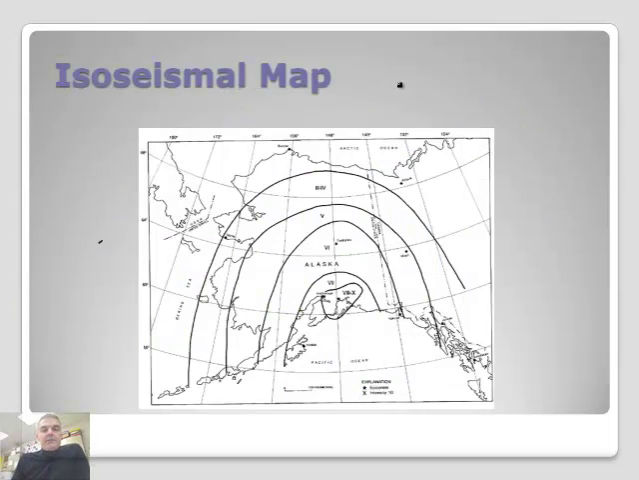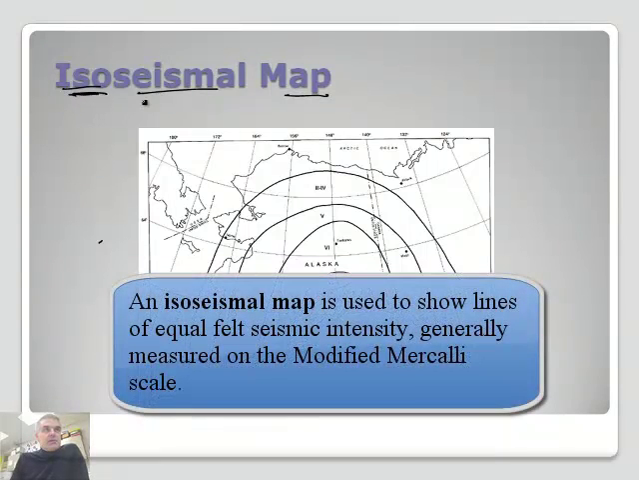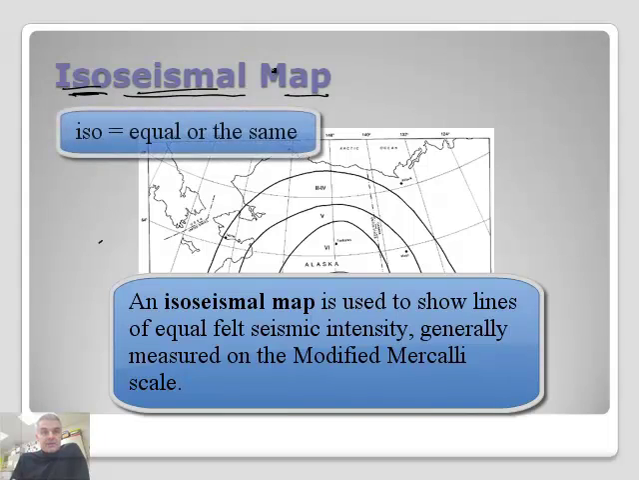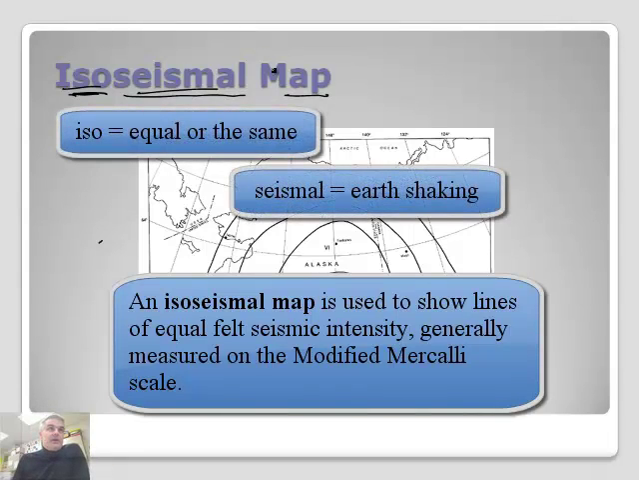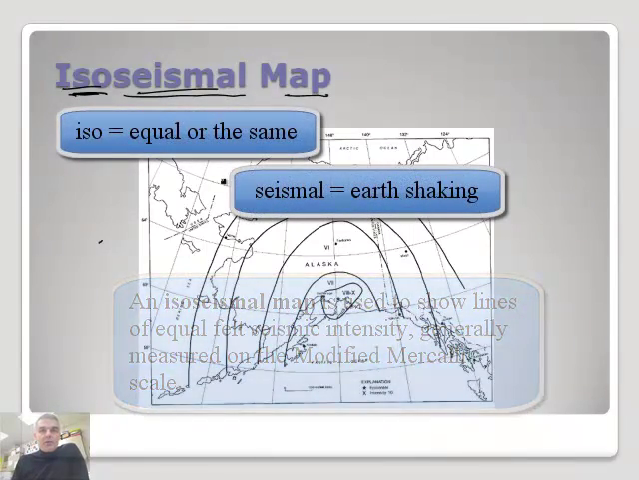As we do that, we've got a few things we want to address. The first thing I want to talk about is something called an isoseismal map. There's a big word, isoseismal. Everybody say isoseismal. Iso means the same, and seismal has to do with seismic activity or earthquakes. So it means the same level of earthquake damage.